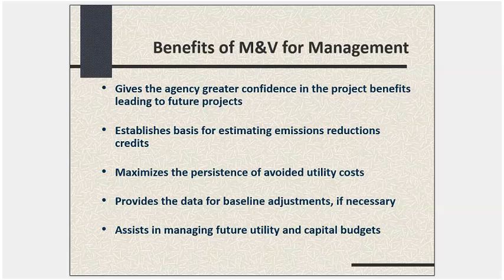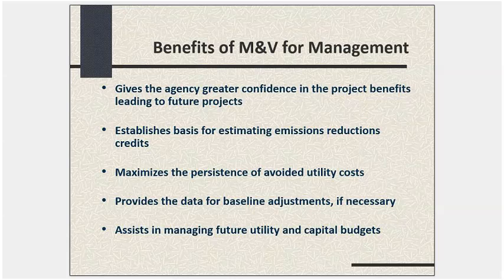If you're trying to estimate emissions reductions, if you're trying to claim a credit for that, which you may be, then having good M&V data on avoided utility consumption allows you to estimate those reductions. As we talked about earlier in the previous slide, you want to maximize the persistence of avoided utility costs over time. And so tracking allows you to do that.